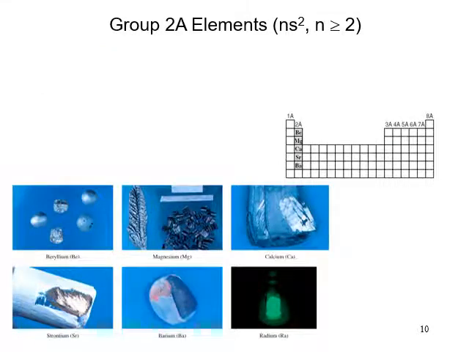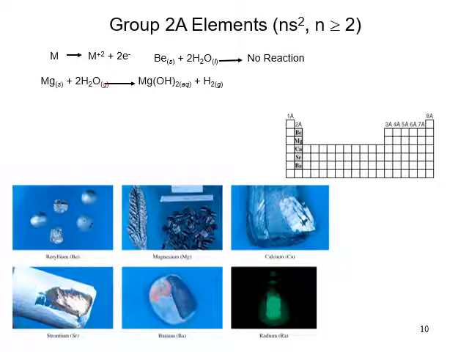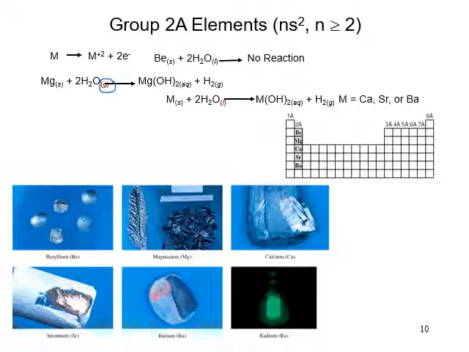How about group 2A elements? Alkaline earth metals, they like to form positive 2 charge. They do not react too much with water. Some do though, but you might have to have it in the gaseous state. For liquid water, it looks like calcium will react with liquid water. These need some more energy, and this one doesn't react at all. So the alkaline earth metals calcium, strontium, and barium will react with water readily to form the hydroxides.